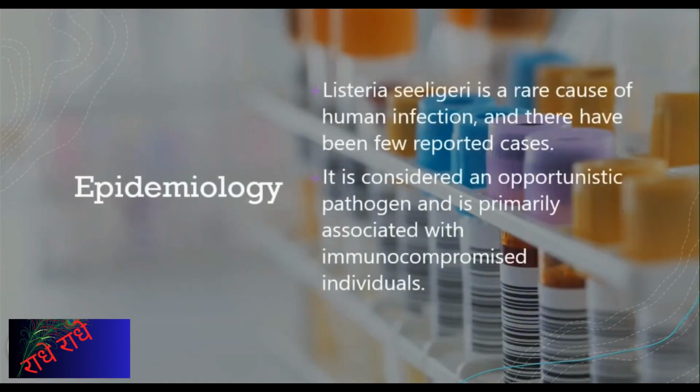Epidemiology tells us that Listeria seeligeri is a rare cause of human infection, with few reported cases. This organism is classified as an opportunistic pathogen and is mostly associated with immunocompromised individuals. This means that it generally affects individuals with weakened immune systems.